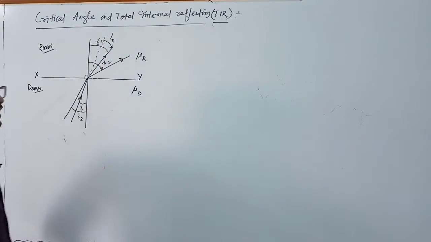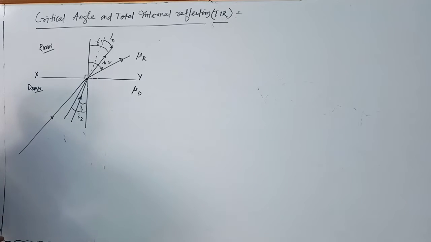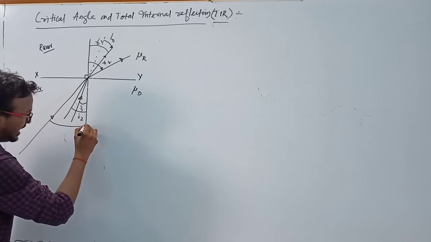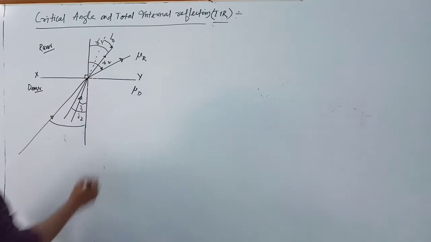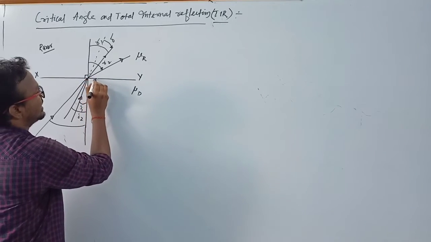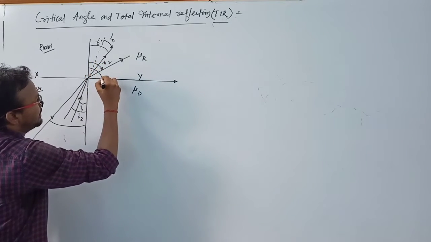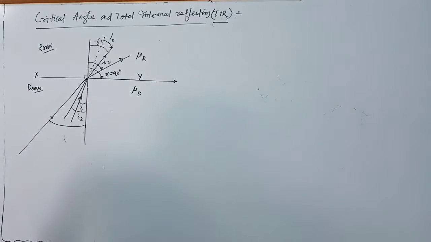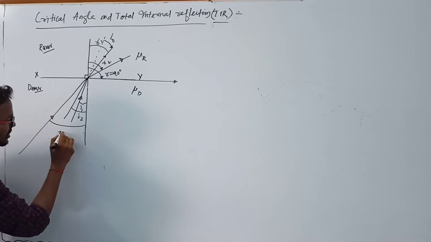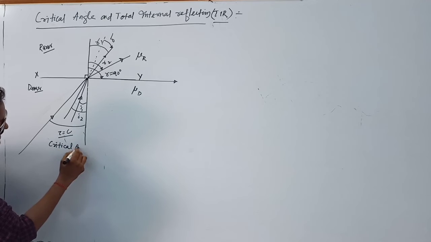This is the refracted ray when light travels from denser to rarer medium, and again at a particular angle of incidence. This angle is a particular angle of incidence. At that time, the angle of refraction is 90 degrees in this direction, and here the angle of refraction R equal to 90 degrees. This angle of incidence is known as the critical angle C. This is known as the critical angle.